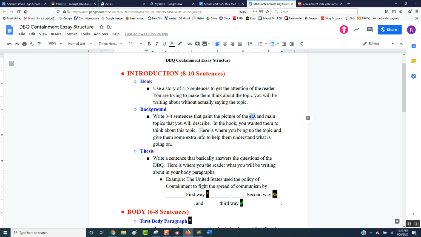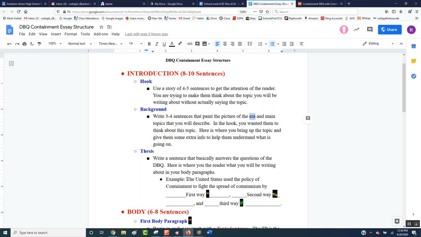Describe again the era and then describe the main topics, which are containment, communism, even putting in the domino effect and our attitude about stopping it. So in the hook you make us think about the topic. In the background you tell us about the topic, and then in your thesis you tell us exactly how they did it.